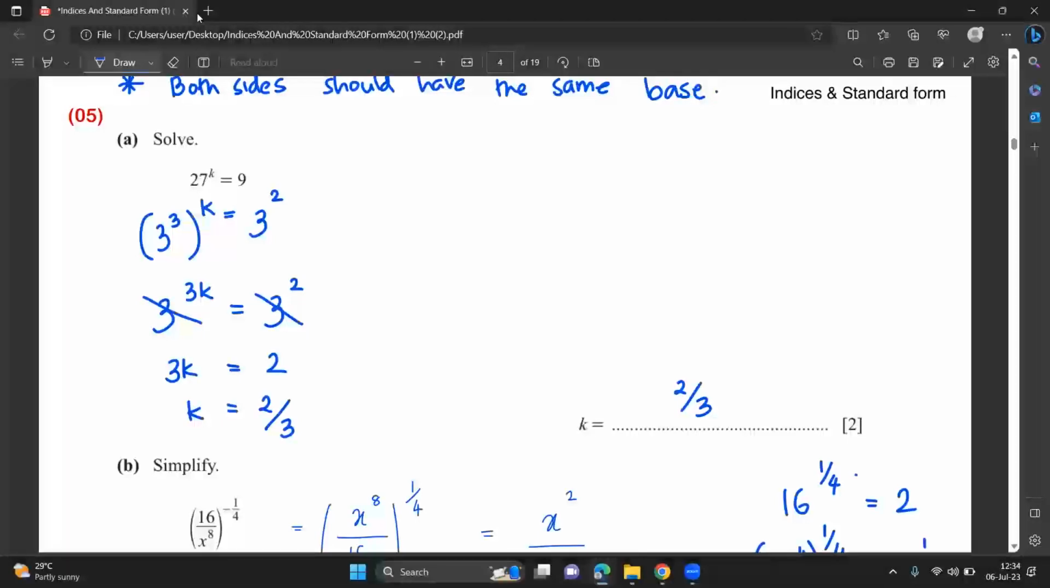How to divide 2 over 3? Okay. So this is what happens now. You have to divide both sides by 3, right? Then you can cancel off this 3. Then what's your answer? K equals 2 over 3. Is that understood?